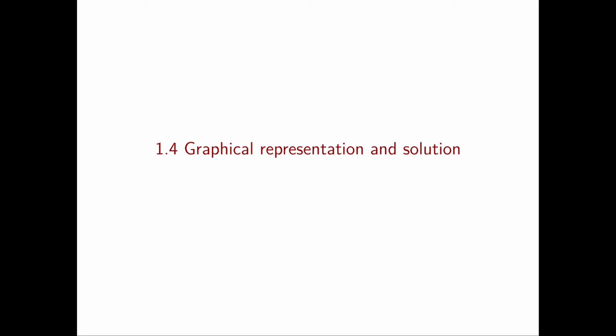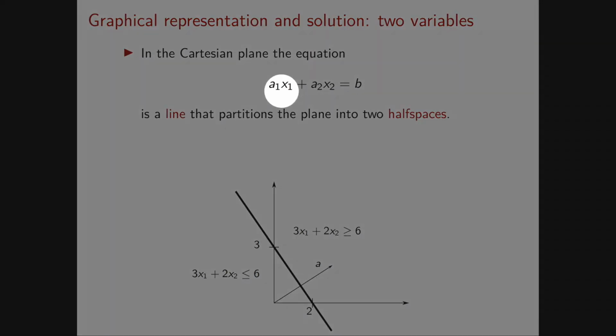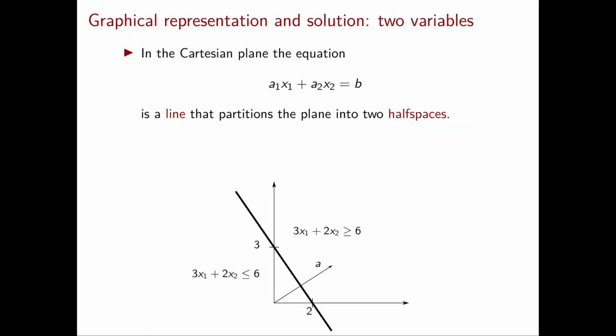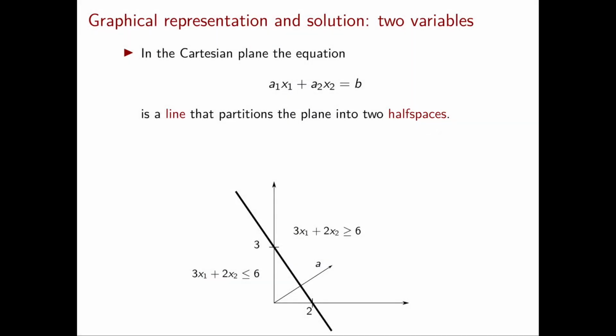In this video, we will learn how to represent and draw linear programming problems in low dimensions. The first thing we need to understand is how to visualize an equation in two variables. Any equation of the form a1x1 plus a2x2 equal to b is a line in the plane, and such a line partitions the plane into two half spaces.